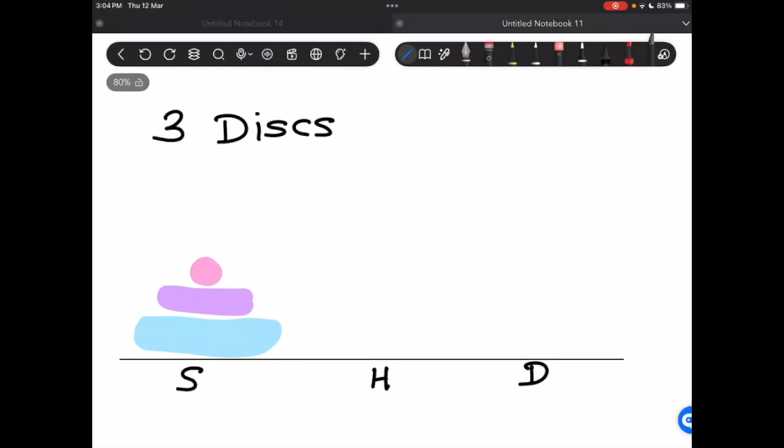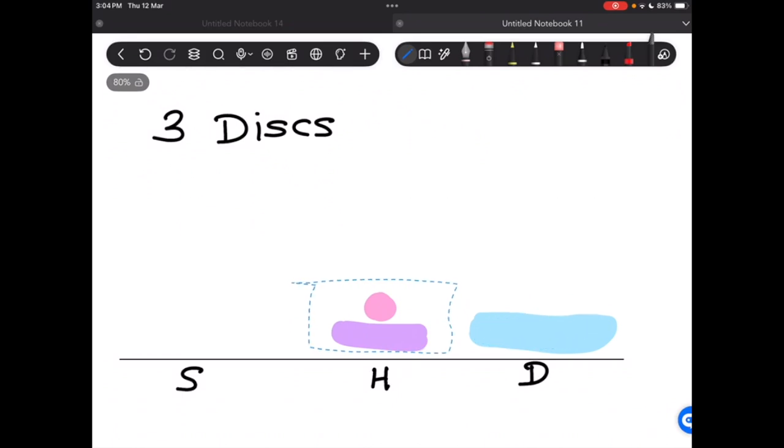Now, let's do a dry run on 3 disks. To do this, we first need to move these two rings to the helper rod and then this ring, the largest, to the destination. Then, this is just the same as moving two disks from source to destination.